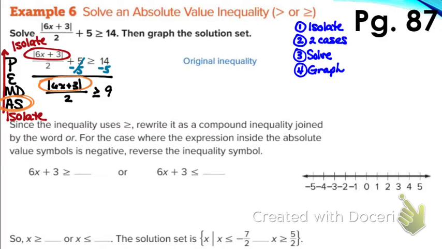Is my absolute value isolated yet? No. Remember, I can't touch any of the stuff that's on the inside. What's still over there that I want to get rid of? The 2. What operation is happening with the 2? It's being divided. So how do I cancel out division? Multiplication. We're going to multiply both sides by what's on the bottom of the fraction. We're going to multiply both sides by 2. So here it cancels. Absolute value of 6x plus 3 is greater than or equal to what? 18.